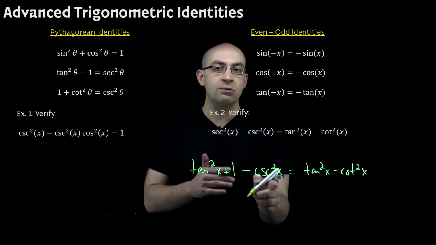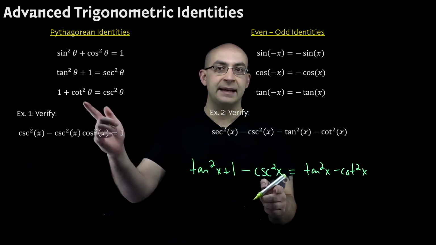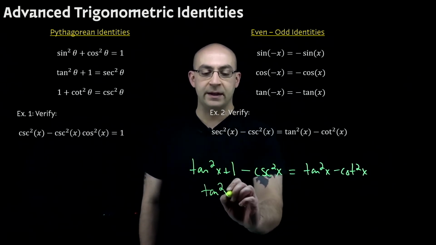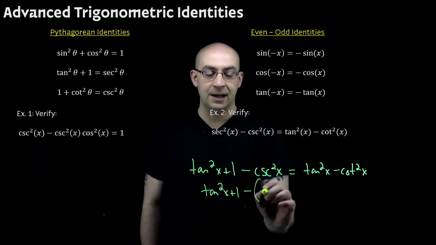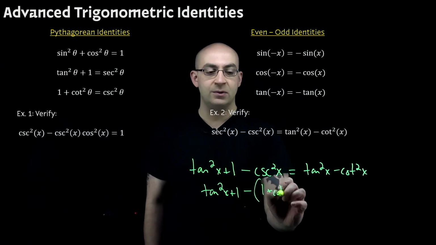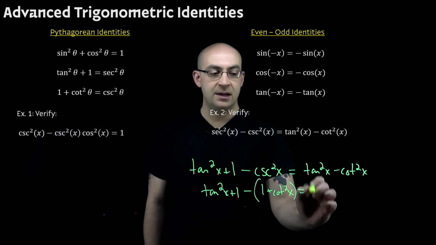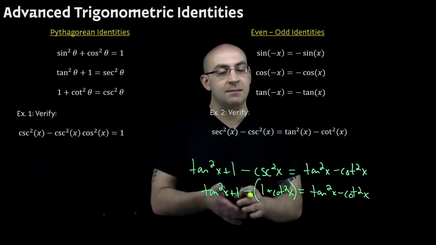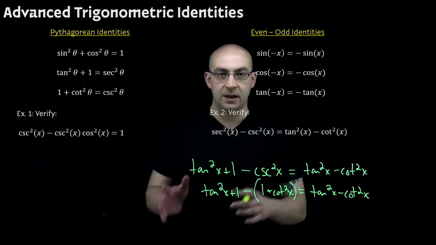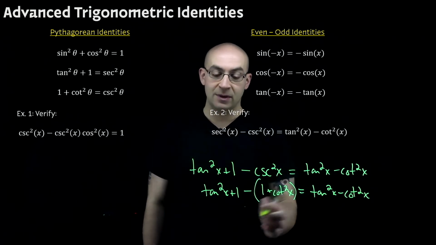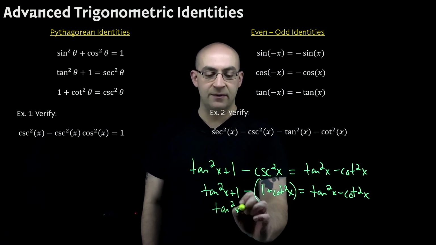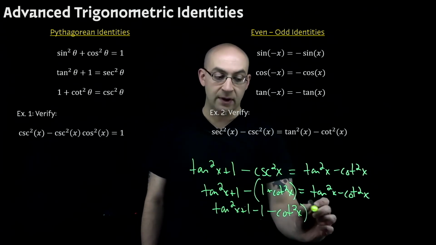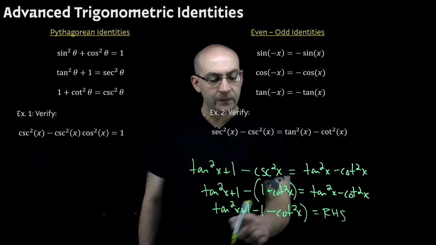Now, we can change the cosecant as well because the Pythagorean identity is 1 plus cotangent squared of theta. So tan squared of x plus 1 minus the quantity now of 1 plus cotangent squared of x is going to equal tan squared of x minus cotangent squared of x. Now, because it's a minus sign here, we have to be really careful about how we use PEMDAS and how we combine like terms. That negative sign is actually distributing to both of these things, right? So then we're going to have tan squared of x plus 1 minus 1 minus cotangent squared of x. And that's going to equal our right-hand side as normal, right? So let's combine like terms.